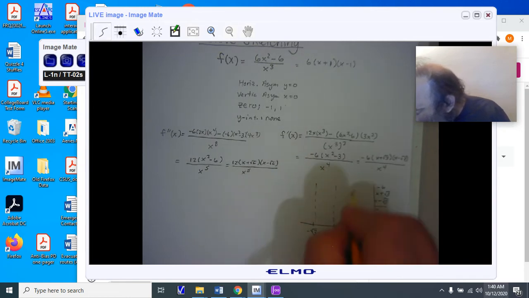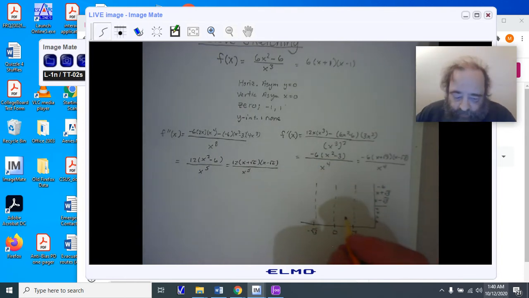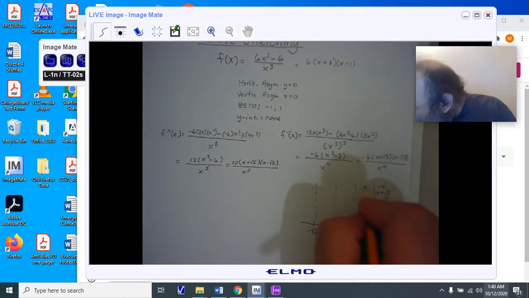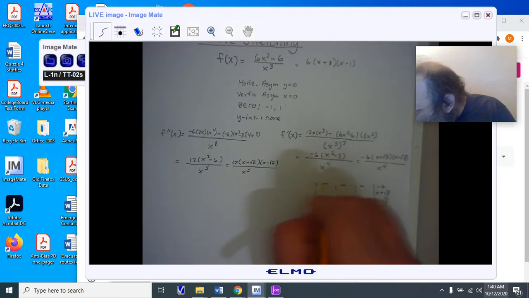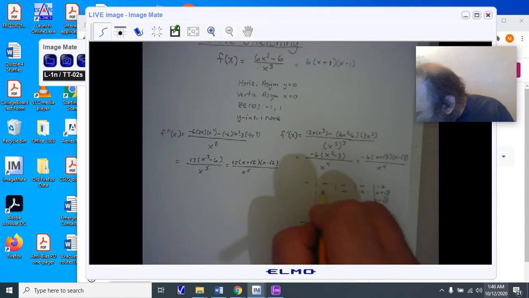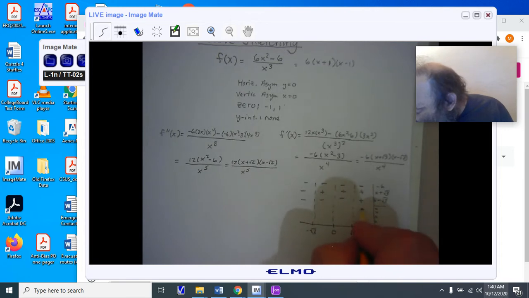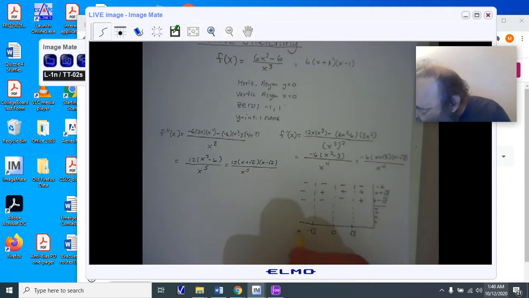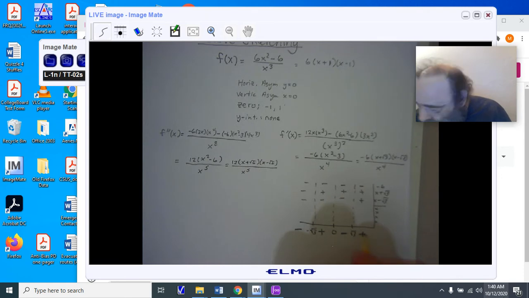Remember, critical values are where we have asymptotes and our derivative equal to 0. So we have negative, negative, negative, negative. We have a positive, a positive, a positive, and a negative, and a positive, negative, negative, negative. Now, all of these are positives and negatives, and they'll all cancel. So we end up with a negative, positive, negative, positive.